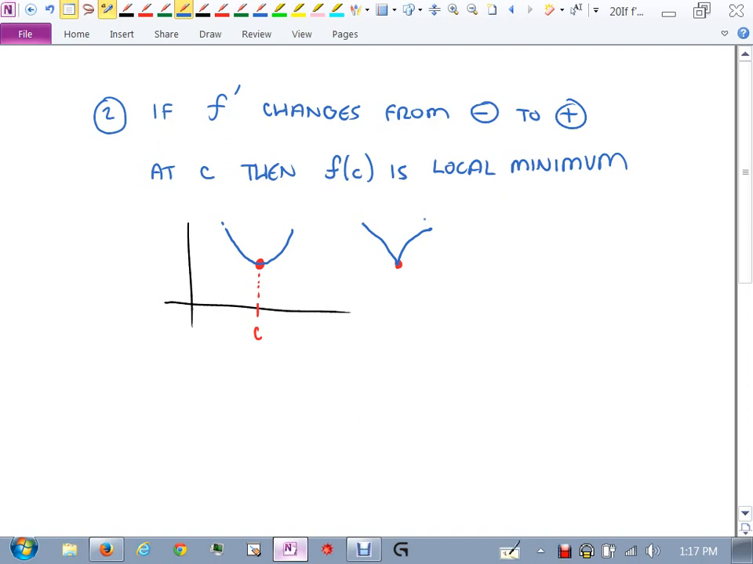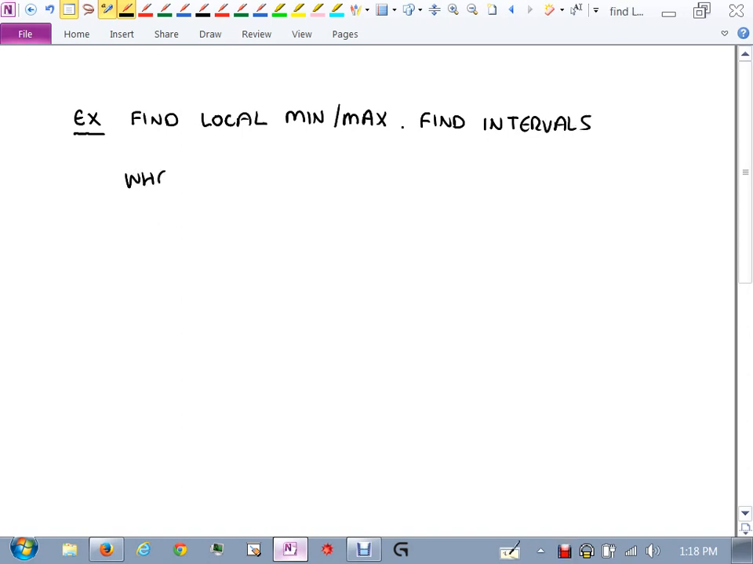All right, example time. Don't you think it's time to do an example? Find local max and min. Also find intervals where f is increasing and decreasing.